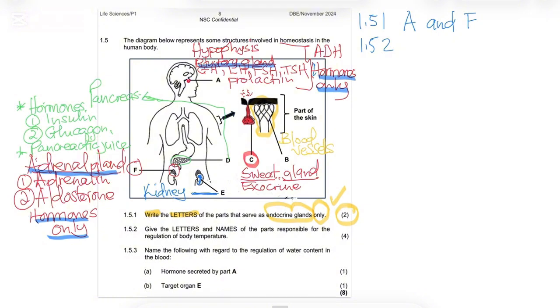Part 1.5.2 is asking us to give. So we are giving this time.